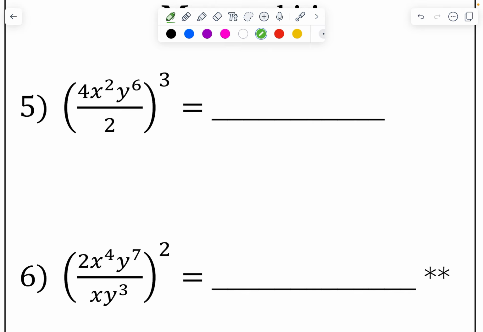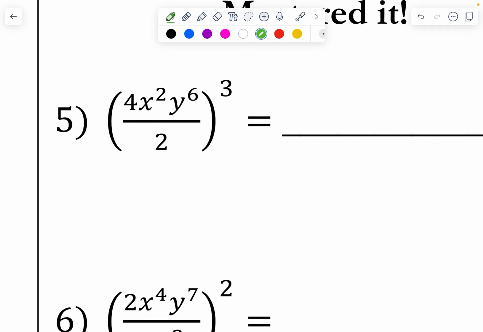So I'm just going to show you what it looks like when we simplify at the end versus when we simplify in the front in number six. So here, I'm going to go ahead and just put a 1 over anything that doesn't have an exponent, and then just start by distributing the exponents.